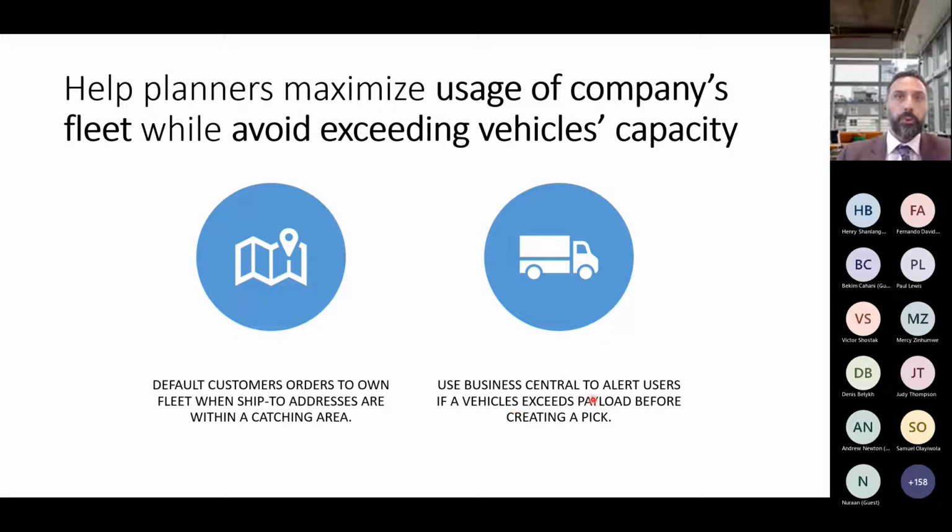And then number two, we need a way to use Business Central to alert users in case a vehicle exceeds payloads, but we need to do it before we create a pick, right? So this happens before the actual vehicle is assigned to the order. So how to achieve this in Business Central? The client used a mix of spreadsheets, and it was very cumbersome.